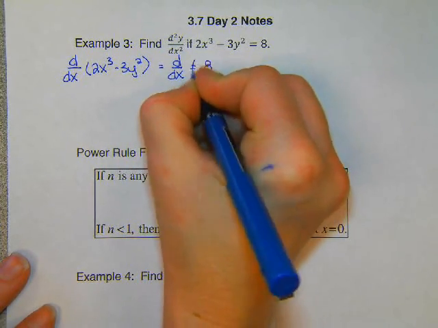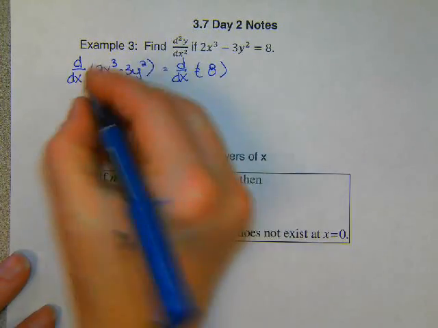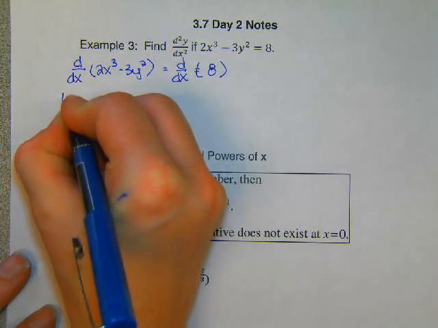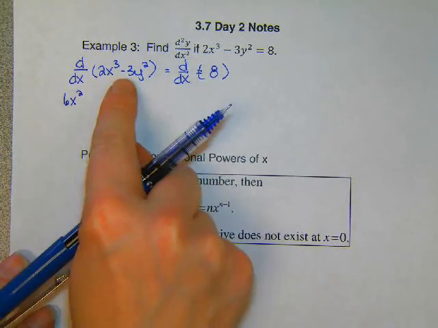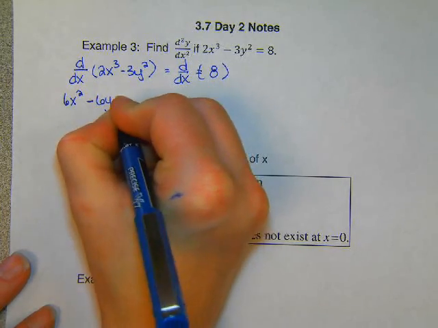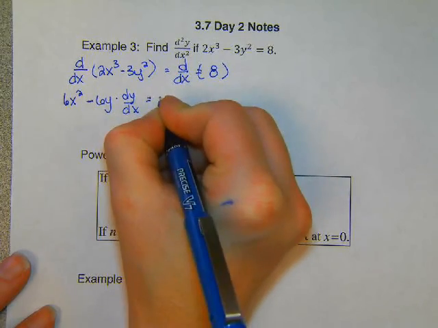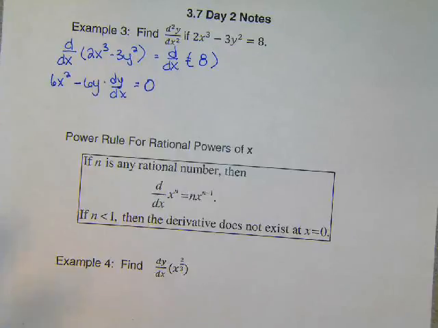So just like before, I'm going to take the derivative with respect to x of both sides of the equation. Oops, should be of 8. So the derivative of 2x cubed is 6x squared. The derivative of negative 3y squared is negative 6y dy dx equals, and the derivative of a constant is 0.